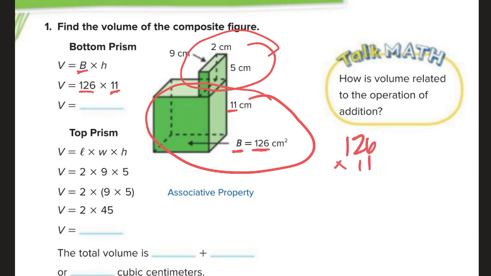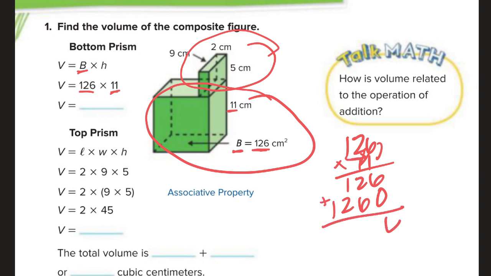126 multiplied by 11. 6, 2, 1. 1,386, sorry, 1,386, and this would be centimeters cubed.